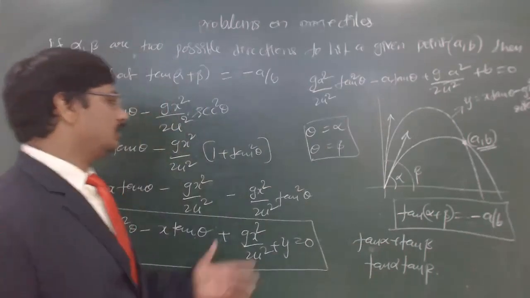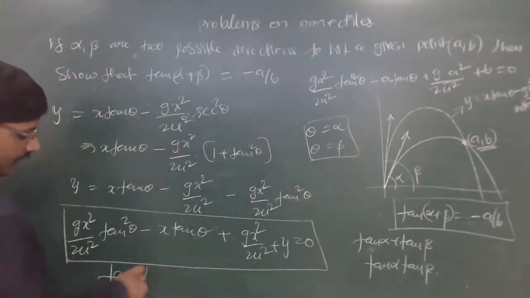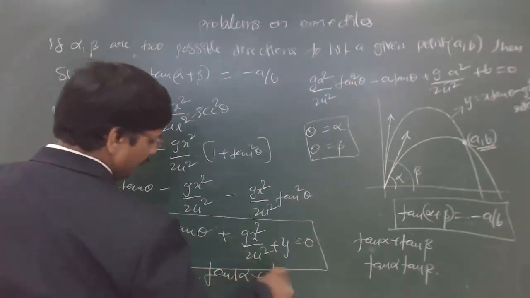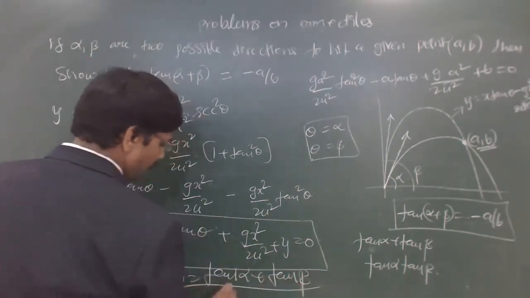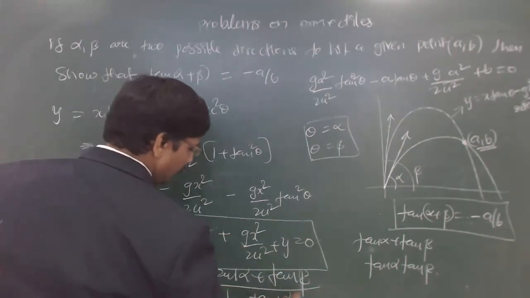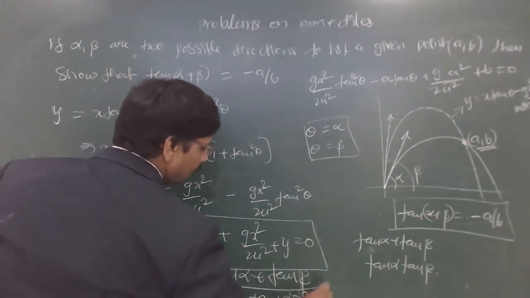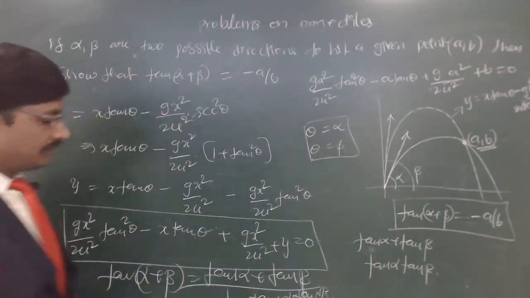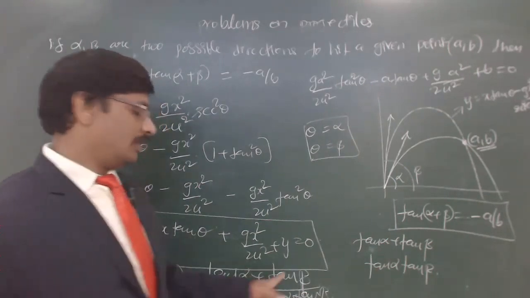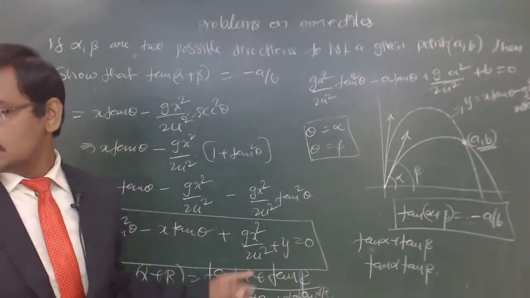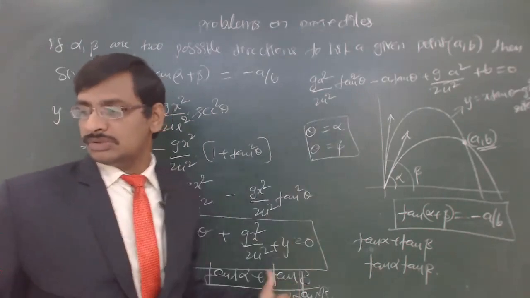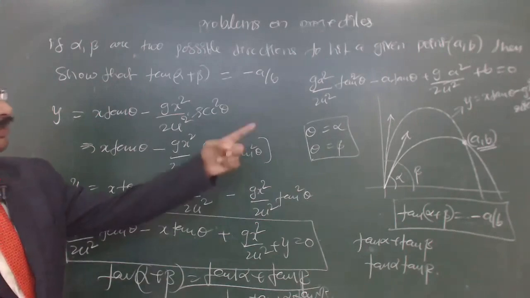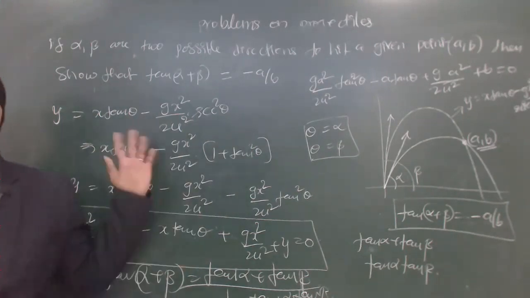Now we can calculate the value of tan of alpha plus beta, which is equal to tan alpha plus tan beta divided by 1 minus tan alpha tan beta. You can find the product of the roots for the quadratic equation, and the sum of the roots is nothing but tan alpha plus tan beta, which is the numerator. So we can calculate those values and substitute here, so that you can find the tan of alpha plus beta value, which will simplify to the form of minus a by b. First you note down this, then we will do that.